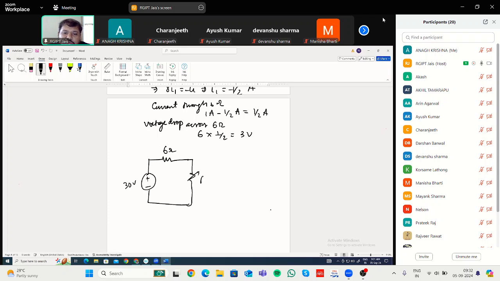The load value you don't know, but from the maximum power transfer theorem, you know that when RL becomes equal to 6 ohm, then maximum power will be delivered, and the value of the maximum power, P max, will be V square by 4 RL. So V square is 30 square divided by 4 multiplied by RL, which is 6. In this way, you can get the maximum power, and the unit will be what?